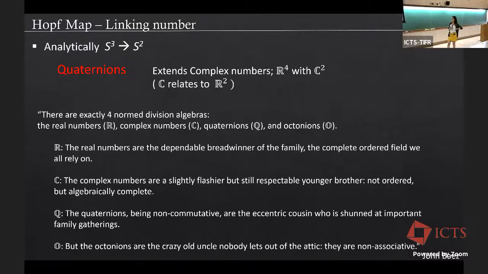The complex numbers are the slightly flashier but still respectable younger brother, not ordered but algebraically complete. Quaternions, being non-commutative, are the eccentric cousin who's shunned at important family gatherings, as I will show you today. And octonions are the crazy old uncle nobody lets out of the attic. They are non-associative. They're also useful in string theory, but we're not going to go there. So let's look at quaternions now.